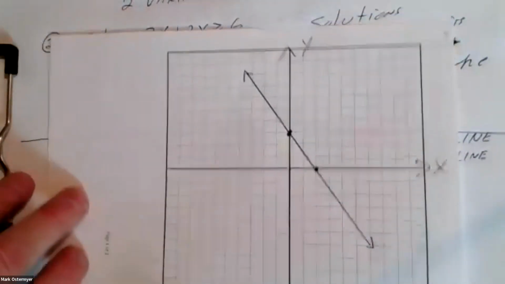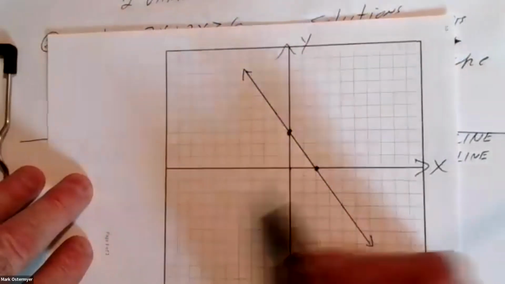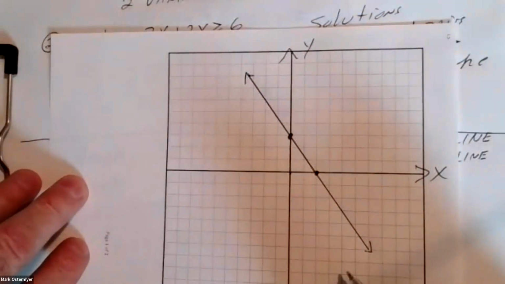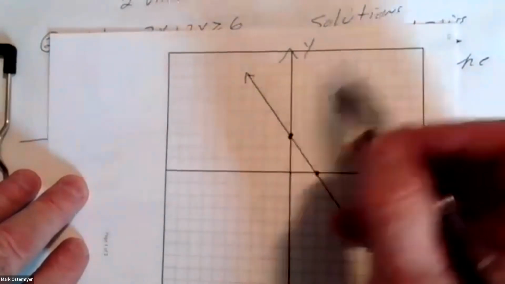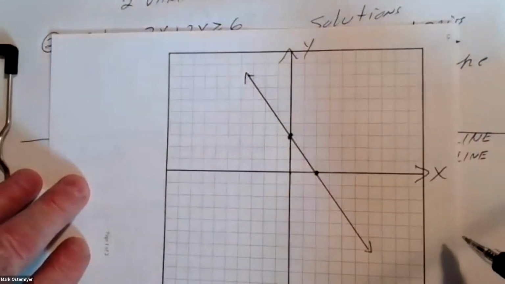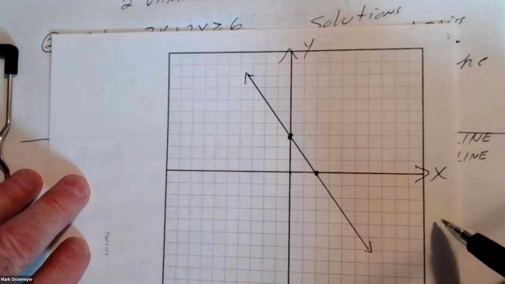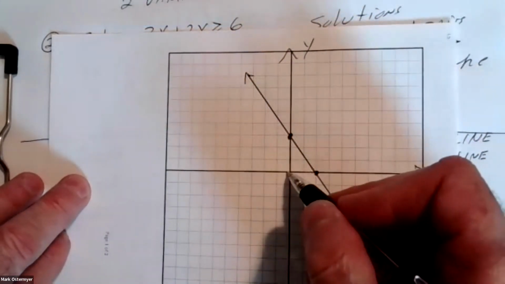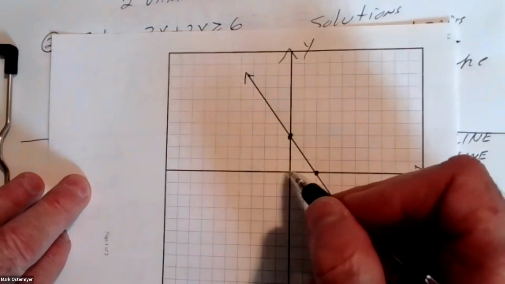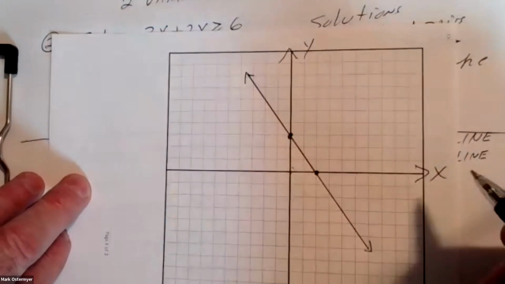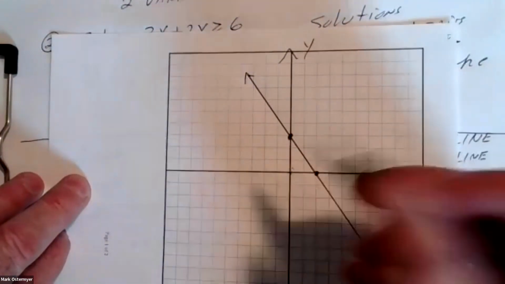Now we need to determine whether we shade below and to the left to denote solutions to this inequality, or we shade above and to the right to denote ordered pair solutions to this inequality. How do we know which way we shade? Well, we're going to have to choose a convenient test point. And the easiest test point you can always choose is the origin, which is (0, 0). The only time you cannot choose (0, 0) is if your line actually goes through (0, 0). Then you have to choose some other point. But (0, 0) is available here.